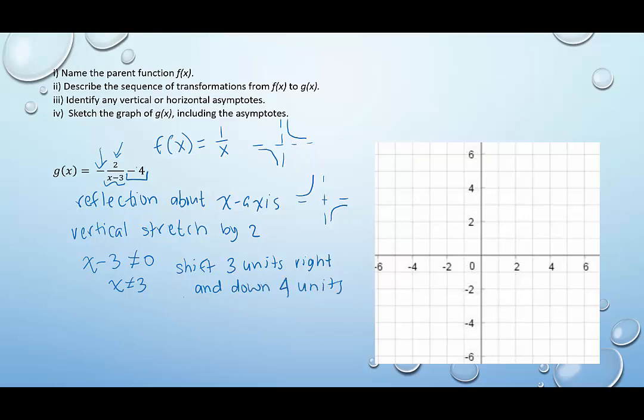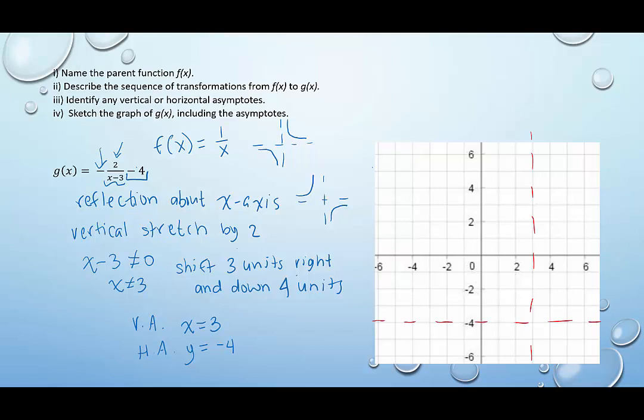These two things right here, 1 and 2, are going to tell us where the asymptotes are. We're going to have a vertical asymptote at x equals 3, and we have a horizontal asymptote at y equals -4. To start these graphs, I'm going to start with those asymptotes. x equals 3 is over here. y equals -4 is down here. Okay, so now let's talk about this vertical stretch.